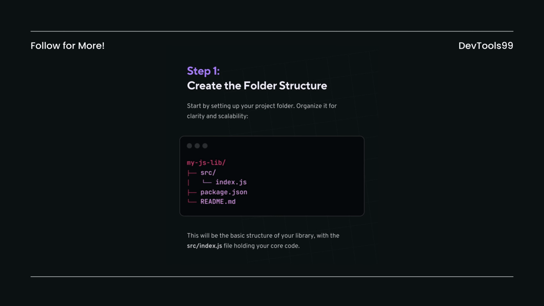Step 1. Create the folder structure. Before writing any code, you need to set up your project folder. A well-organized folder structure is crucial, especially as your library grows in complexity. Project root. This is where you'll place important files like readme.md, license, and package.json. In the src folder, inside src, create an index.js file, which will hold the core code for your library. This separation keeps your source code clean and manageable. Think of this as the foundation for your library. A clear and organized project structure is key to maintaining and scaling your code as your library evolves.